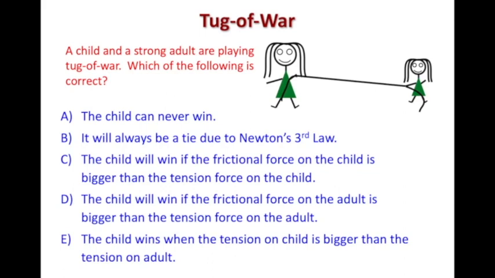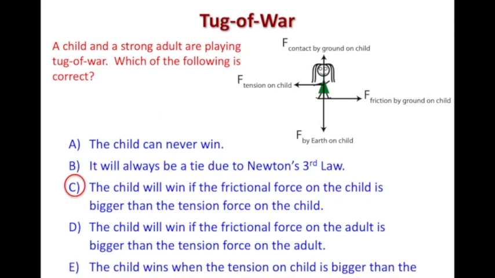However, when you are on the ground, you can dig your feet in, you get friction with the ground, and so as you're tugging the rope and the rope's tugging you back, as long as you can counter that force from the rope with the friction, then you won't move. Or maybe you walk the opposite way. The friction wins, and you win tug of war. And so the answer ends up being C, that the child will win if the friction force on the child is bigger than the tension force.